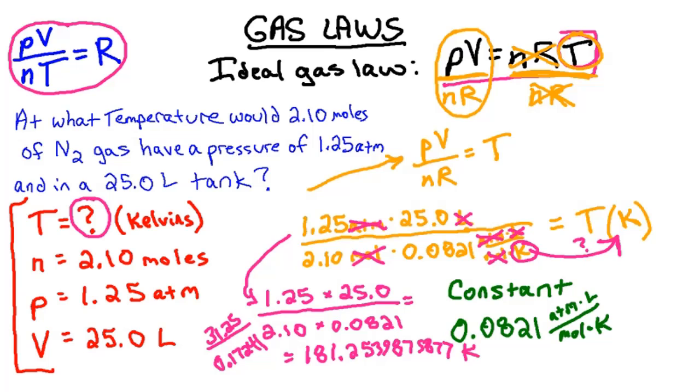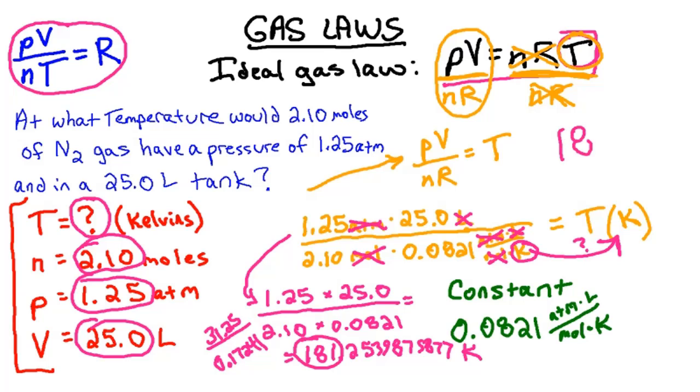So that's going to equal 181.2539875877 kelvins. Now, since we have three significant figures in all of these numbers that we're dealing with, we know we're going to round this to 3 sig figs. So 181.253987 just rounds to 181. So 181 kelvins is the answer to this problem.